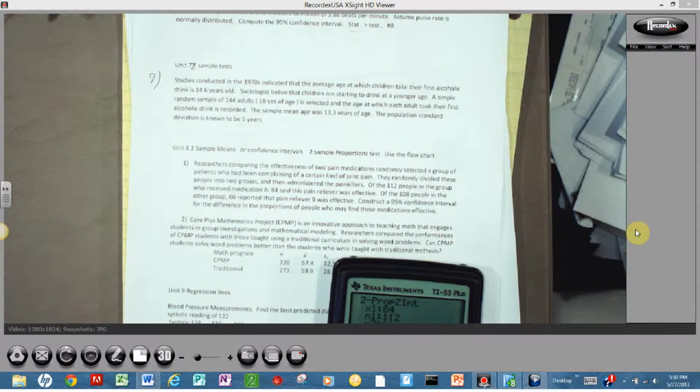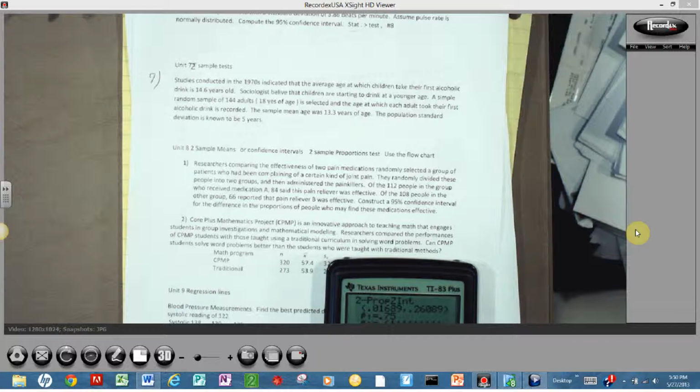It gives me my confidence interval here. So my confidence interval is 0.0169 and 0.2604. We do not get a 0 in there.